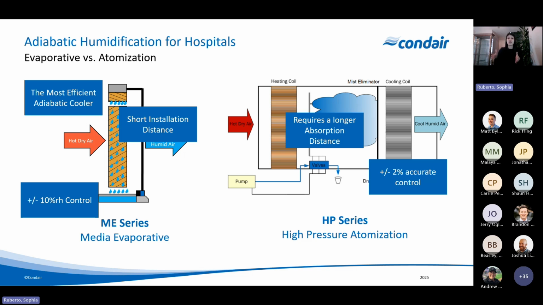Then we're spraying that for around 5 feet before we have a mist eliminator, just to ensure that we don't have any water carryover downstream. And with that, because we're spraying a specific amount of water, we know we get a much higher accuracy and controllability. So you're looking closer to plus or minus 2% RH.